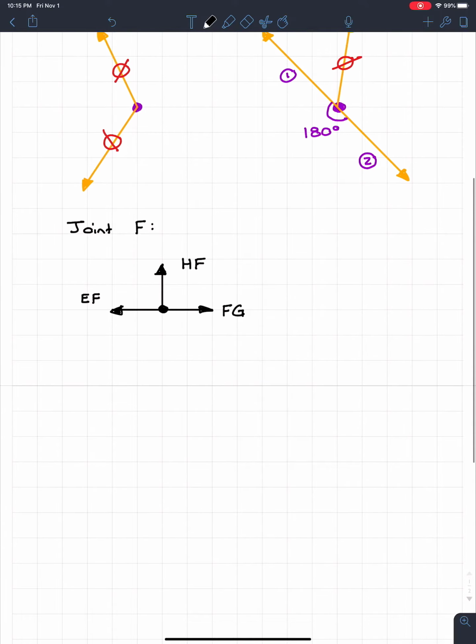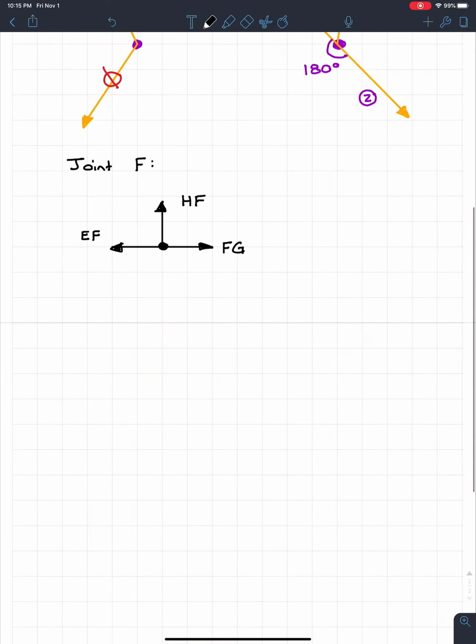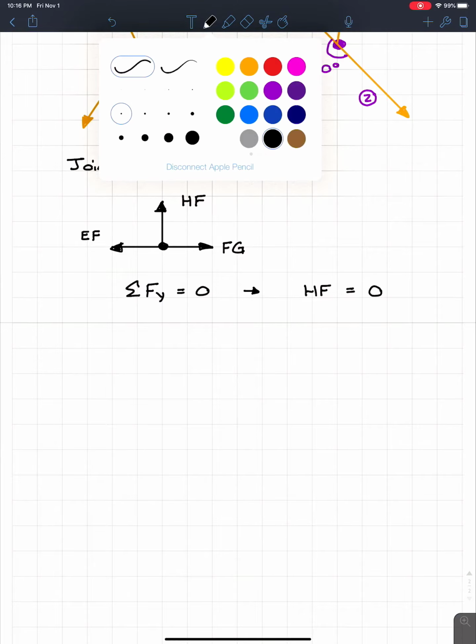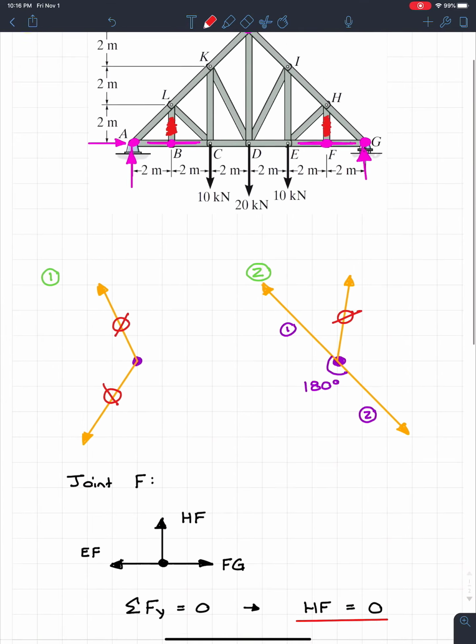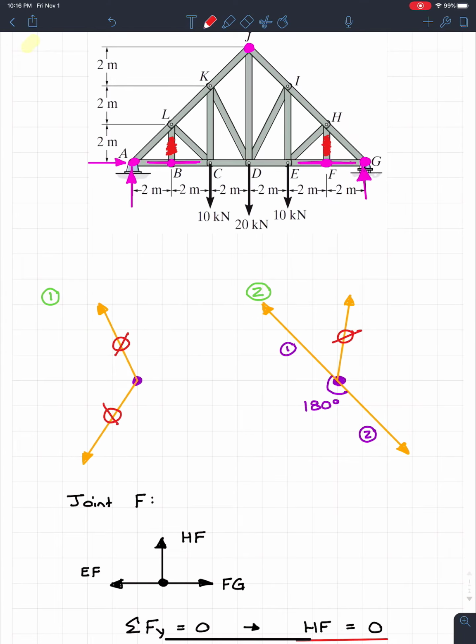Well, if I was solving this using the method of joints, and I take the sum of the forces in the y direction equal to 0, well, I'd have HF, and that's it. And we know that since it's in equilibrium, everything must equal 0. So therefore, HF is equal to 0. So instead of analyzing that joint, we can just look right away and say that one's zero force.